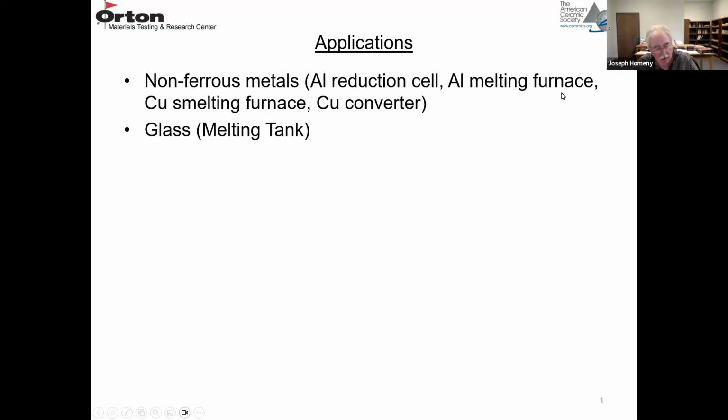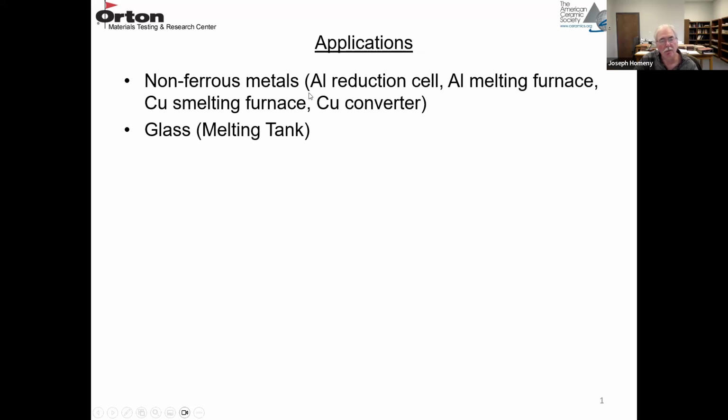Well, good morning. We're working on the applications, and I thought I'd put a couple applications on non-ferrous metals, and then we'll also get started on glass melting. So we'll start it today, and then next Wednesday we'll finish up the topic of glass.